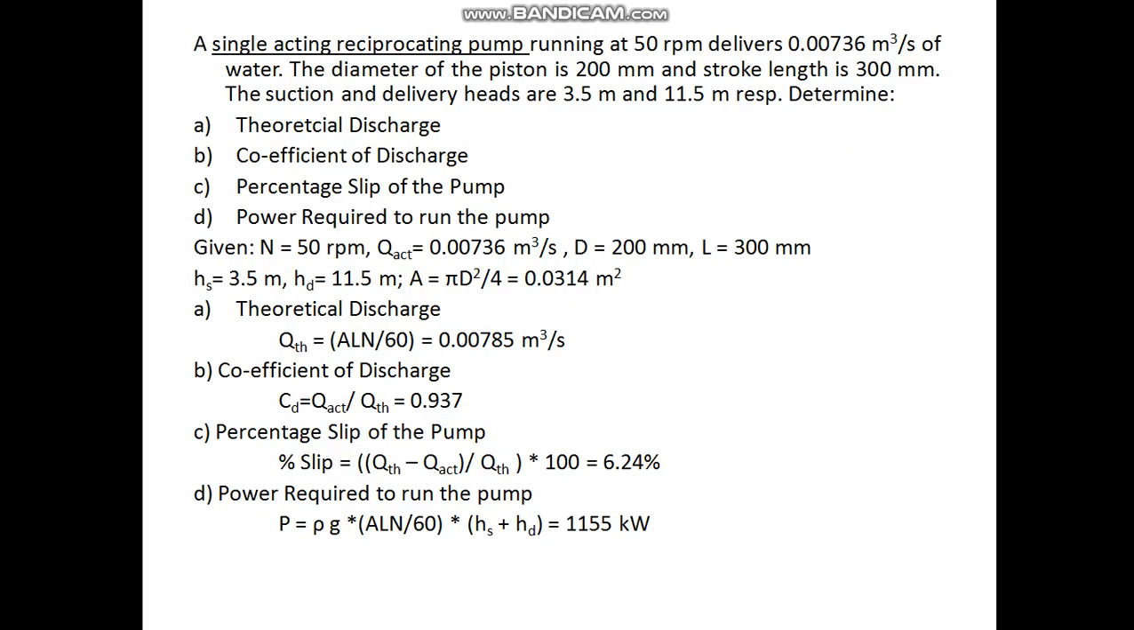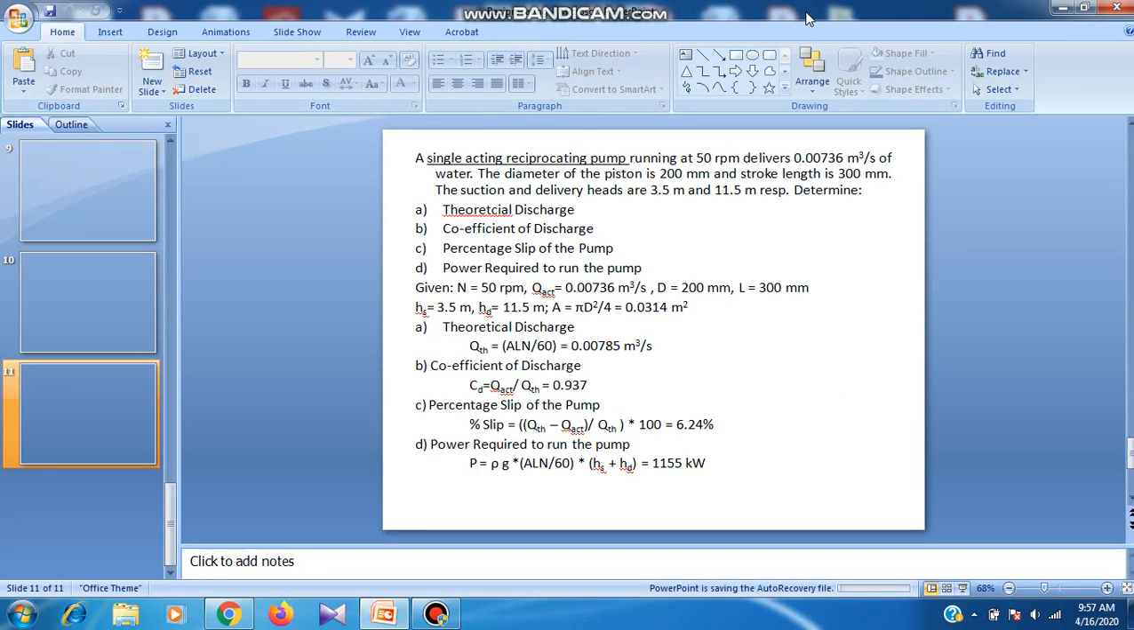Now we shall see a problem based on the reciprocating pump. It is a single acting pump. Speed is given. Discharge is given. The given discharge will be the actual discharge, Q actual. Diameter of the piston is given. Stroke length is given. Suction and delivery heads are given. So it is a single acting pump. Directly you apply the equation. Theoretical discharge is ALN by 60. Coefficient of discharge is Q actual by Q theoretical. Q actual is given. Percentage slip, you apply the equation. And for the power required also, we apply the same equation. So the problem is very similar.